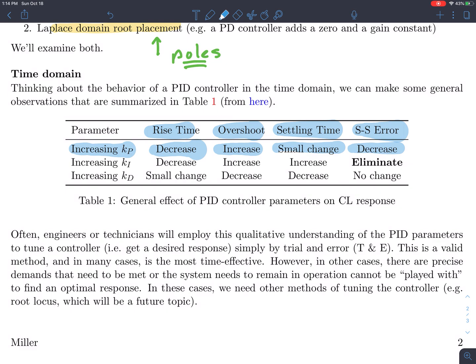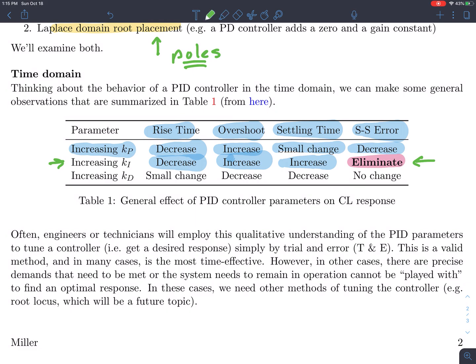Okay, so if you add integral control by increasing KI, the table reports it like this. You would also decrease rise time, increase overshoot, and increase the settling time because you have this extra integration step. But the huge advantage for integral control is that it offers the possibility of totally eliminating the steady state error for a step response. So that's a key thing to remember.